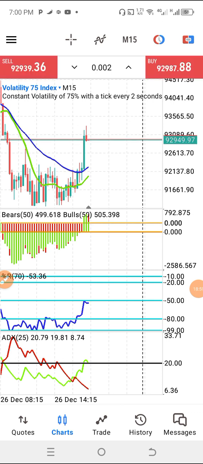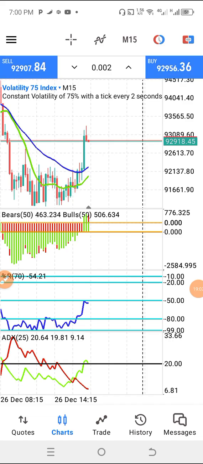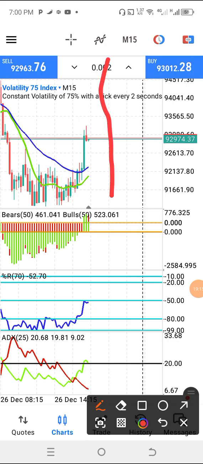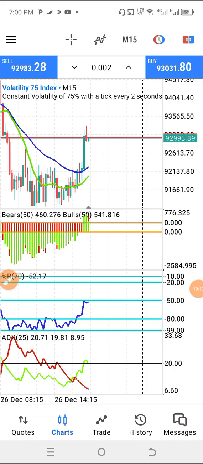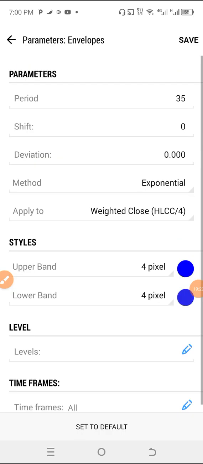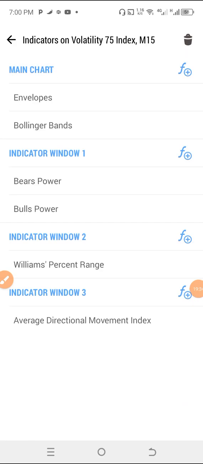Is that clear? So that being said, let me show you the settings for this strategy. So first thing you should do is you click on this icon here. Immediately you click on that icon, it's going to take you to the indicator window home, right? Once it takes you to the indicator window home, in the main chart we have envelope. This is the parameter. The period should be 35, shift 0, deviation should be 0.00, method should be exponential. You can apply to close, not weighted close, sorry. Then you click on save.